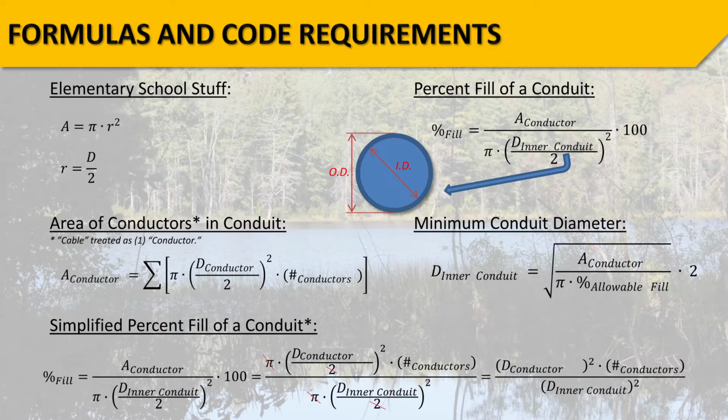Lastly, we can use all of these formulas to determine how to calculate the minimum conduit diameter. The way you do this is you take the square root of the area of the conductors and divide that by pi times the allowable fill per the NEC. That portion of the formula will effectively calculate the radius, so you multiply that by 2, and that's how you determine your diameter of the inner conduit.